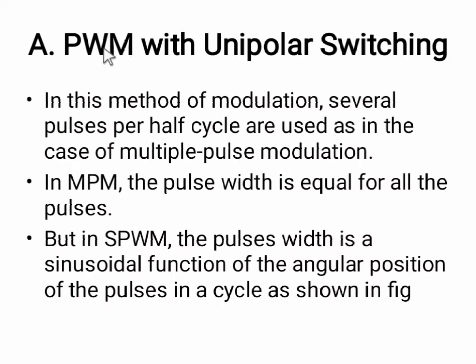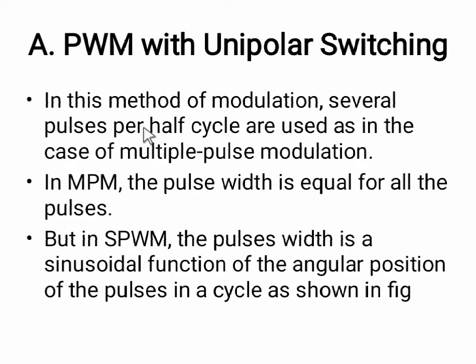Now, PWM with unipolar switching. In the previous method we obtained multiple pulses per half cycle, but the pulse widths of all the pulses are the same. In sinusoidal PWM techniques, the widths of the pulses are different, varying with the sine, so it further reduces the harmonics. In this type, the carrier signal is taken as triangular, but the reference signal is taken as a sine wave.